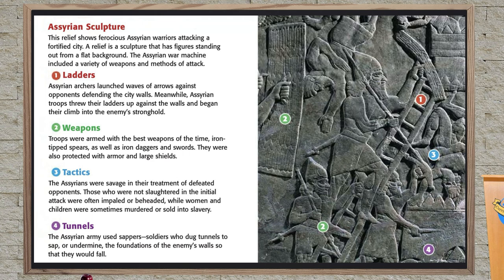Now, the Assyrians were known as savage to their opponents. If you weren't killed in the initial conquest, you'd either be beheaded or impaled if you were a man, while women and children were sometimes murdered, but also sold into slavery. Now, this is common practice across cultures at this time. However, while a lot of these practices were common across cultures throughout history, the Assyrians, according to historical record, were a bit extra, if you know what I mean.